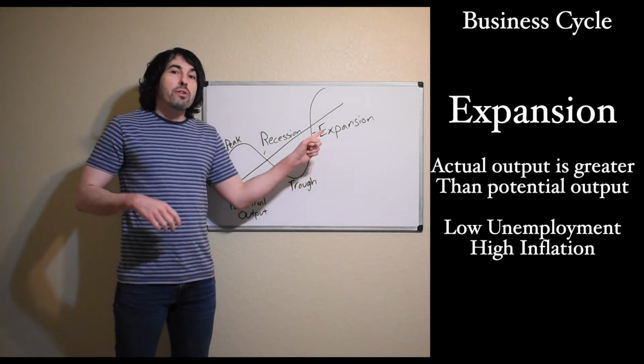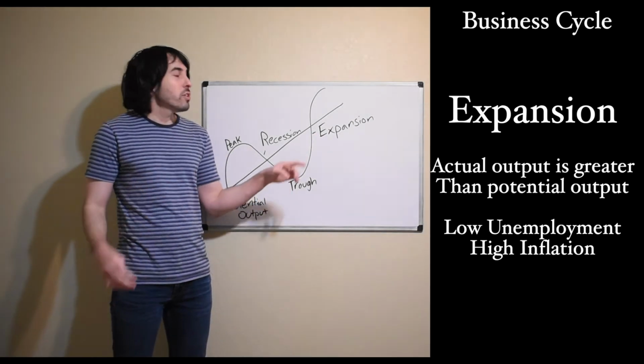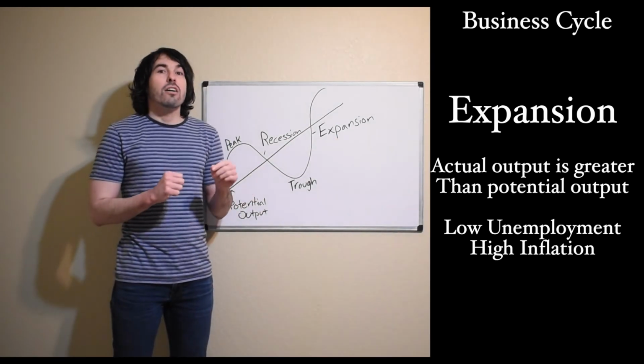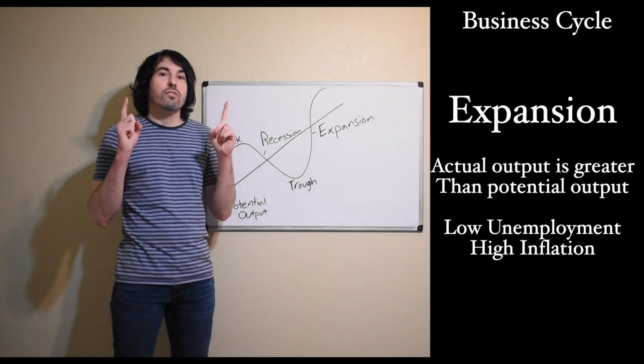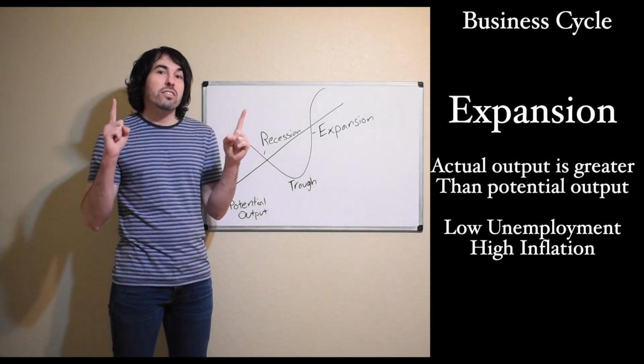When your actual output is greater than your potential real GDP or your full employment output, you are going to be in what's called an expansion. During an expansion, our unemployment rate is going to get really low and go below the natural rate of unemployment, and your inflation is going to get really high. As everybody has a job and everybody's buying stuff, prices are going to keep rising.